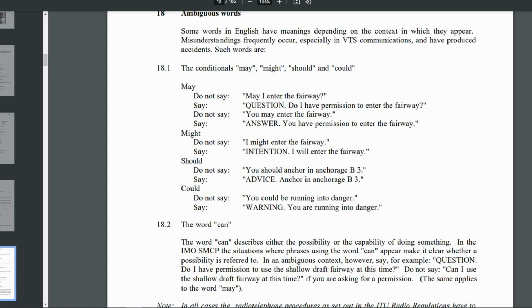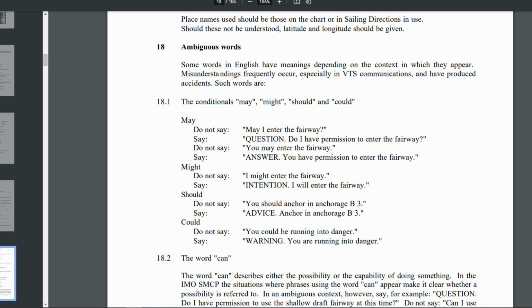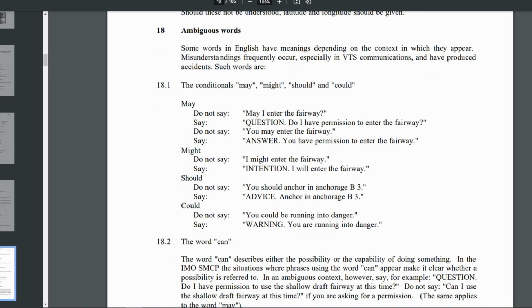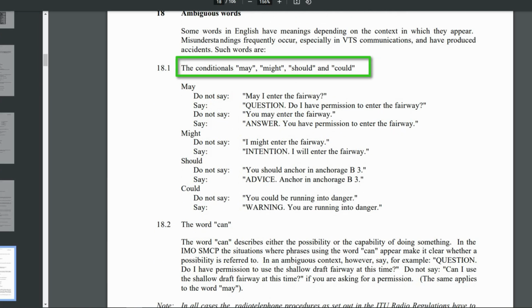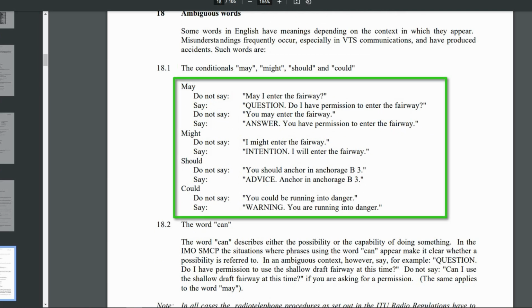18. Ambiguous words. Some words in English have meanings depending on the context in which they appear. Misunderstandings frequently occur, especially in VTS communications, and have produced accidents. Such words are: 18.1. The conditionals may, might, should, and could. May. Do not say, "May I enter the fairway?" Say, question: "Do I have permission to enter the fairway?" Do not say, "You may enter the fairway." Say, answer: "You have permission to enter the fairway."